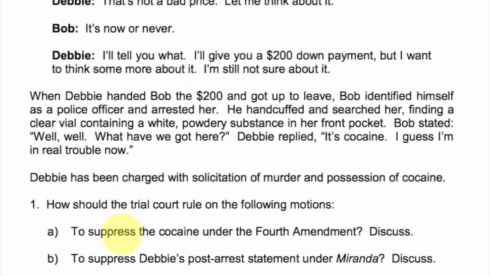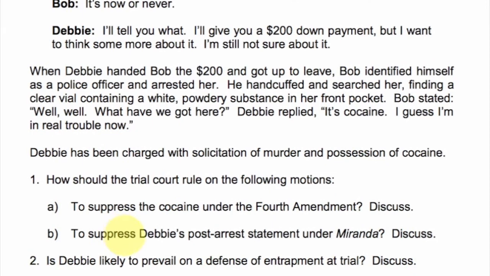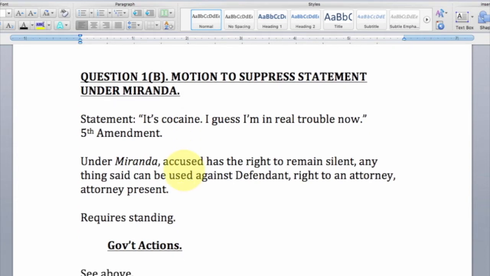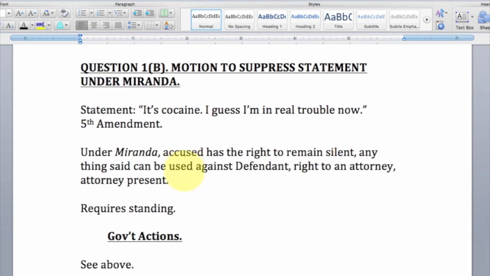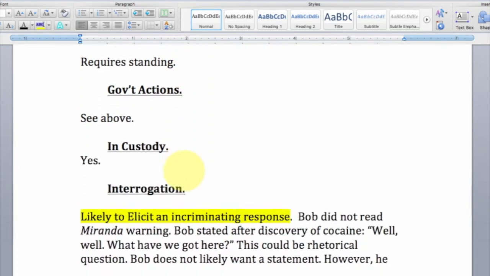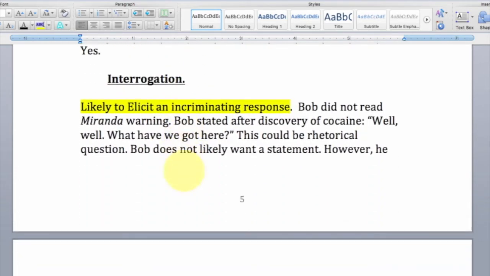It says, let's see now, motion to suppress Debbie's post-arrest statement under Miranda. So now we are going to talk about Miranda versus Arizona. So the statement, she says it's cocaine. "I guess I'm in real trouble now." And of course, if a person is arrested, the officer must read in the rights. Standing. Okay, interrogation, let's talk about that.